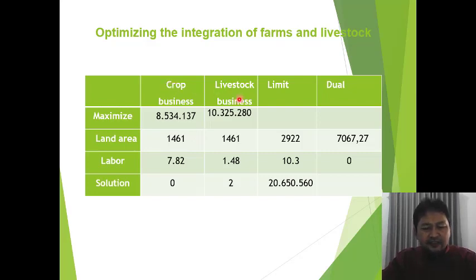Well, the constraint function for the average land for crops is 1,461 square meters, with the resource limitation obtained from the average land used by a farmer for crops, namely 2922.